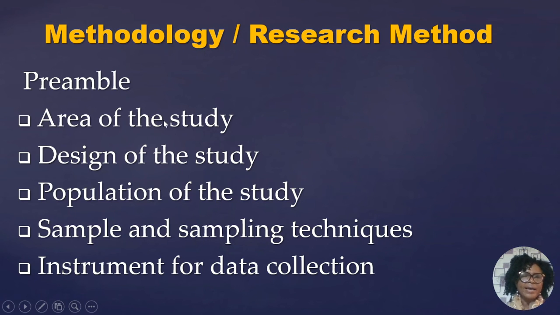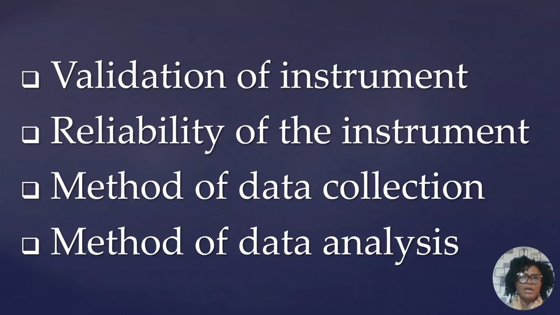These headings are area of the study, design of the study, population of the study, sample and sampling techniques. Some people always omit this S. It's not good that you omit this S because most often in sampling and sampling techniques, you rarely will use one technique to go about it. Then instrument for data collection, validation of the instrument, reliability of the instrument, method of data collection, method of data analysis.